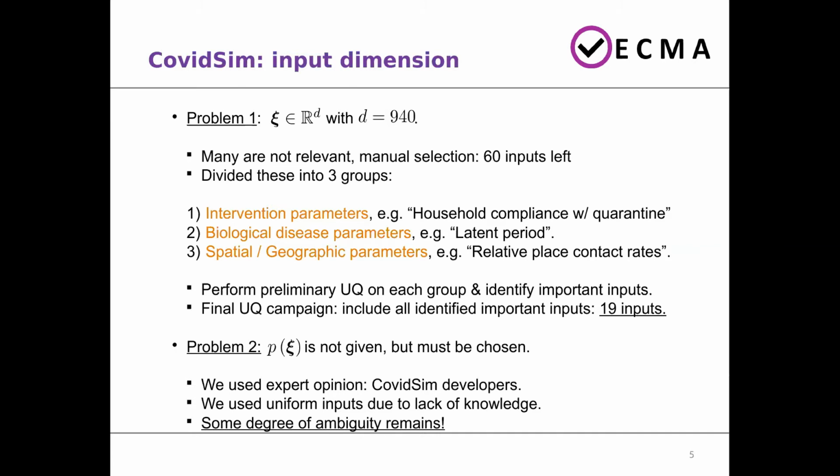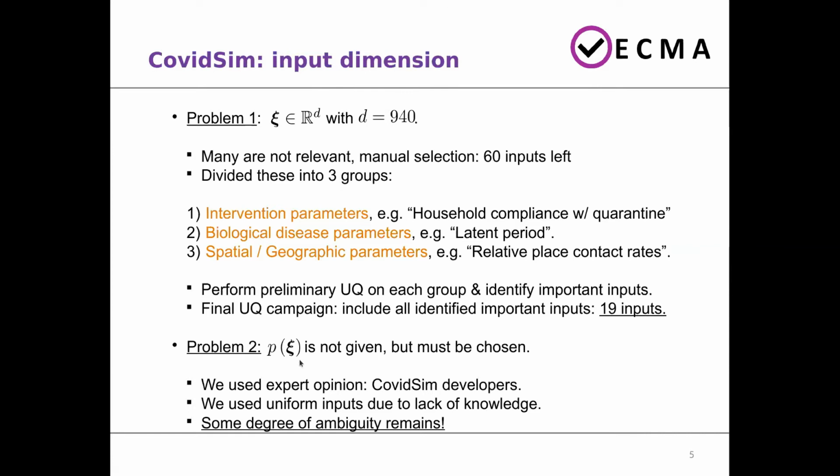And so what we did, we took those separate groups, each of them roughly 20 parameters, and we did a separate UQ campaign on these. I'll talk about this a bit more later, but this allows us to identify the important inputs within each group. And then from the final UQ campaign, we just gathered all the important inputs, and that would be our final selected set of parameters. In this case, it was a 19-dimensional input space. So that's how we deal with this.